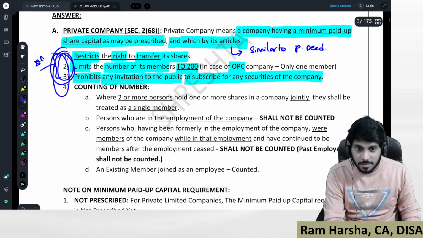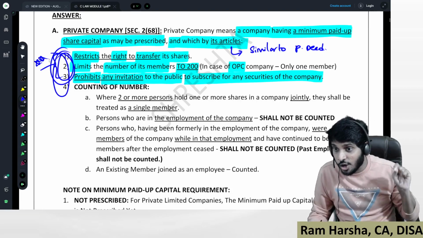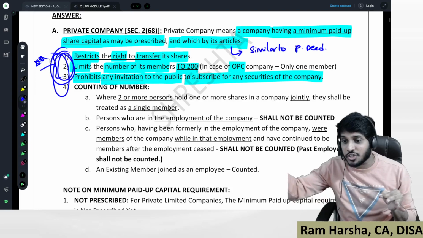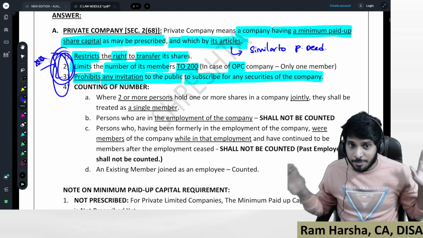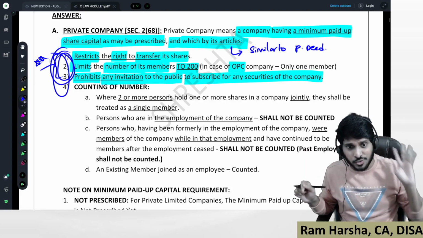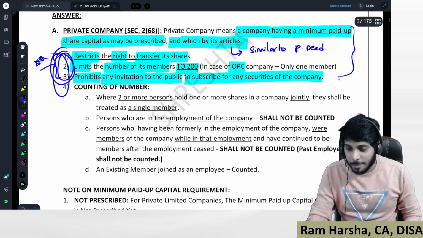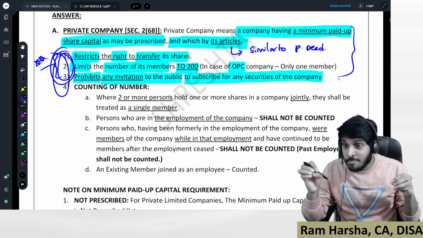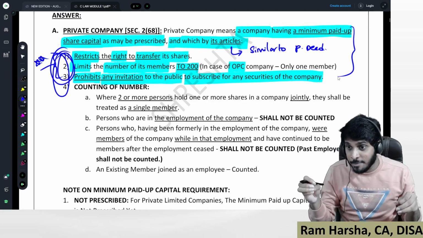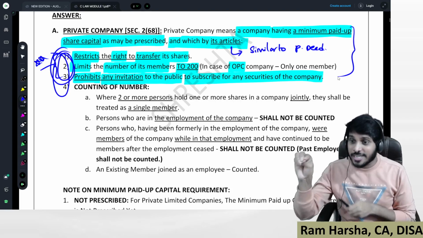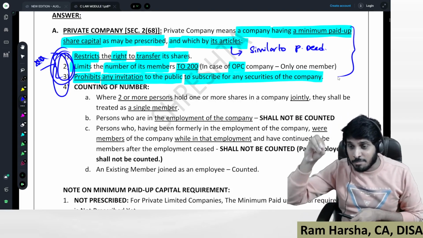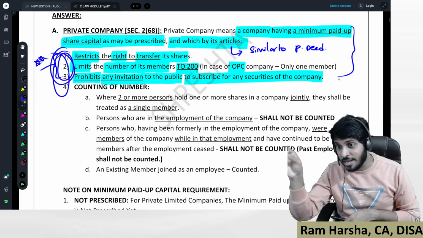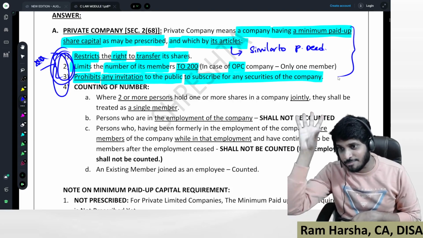These three conditions should be there in the bylaws. Only if these three conditions are there in the bylaws is that company eligible for private company registration. Otherwise, it is not eligible. I hope you understood. So a private company is a company having a minimum paid up share capital as may be prescribed, which by articles restricts transfer of shares, limits the maximum number of members to 200, and prohibits any invitation to the public for subscribing to securities of that company.